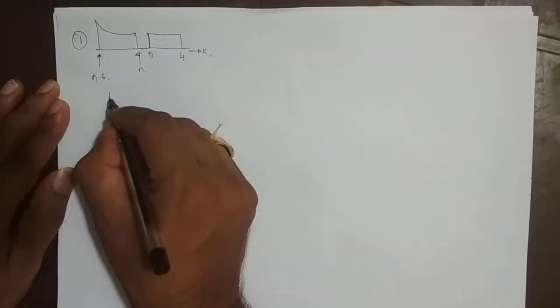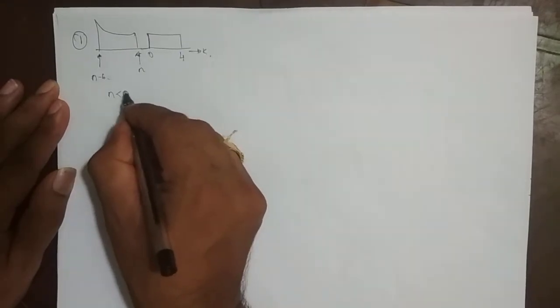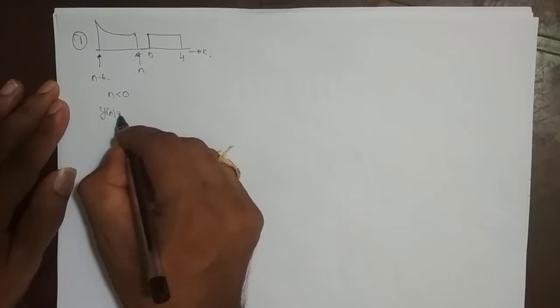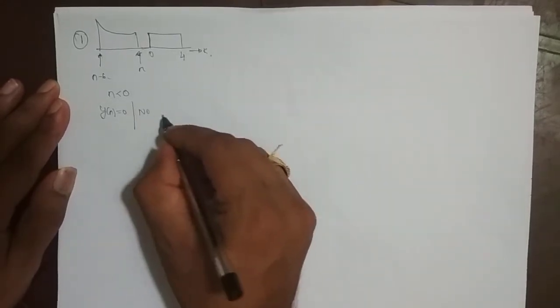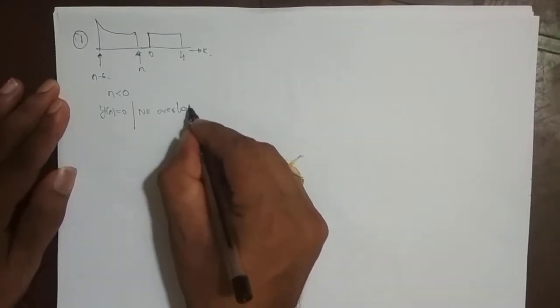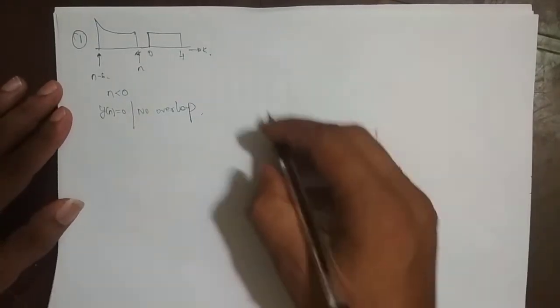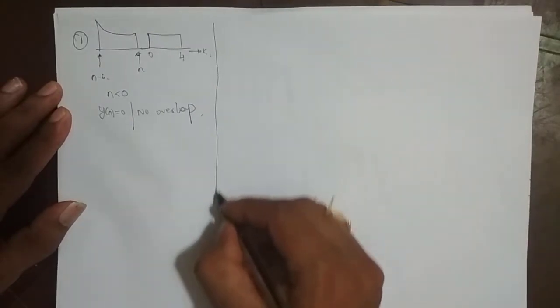So what is the condition? n is less than 0. So when n is less than 0, there is no overlap, so y of n equal to 0. Why? Because there is no overlap. Fine. So now case 2, this is for case 1.